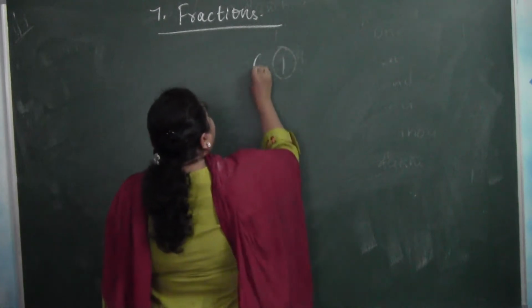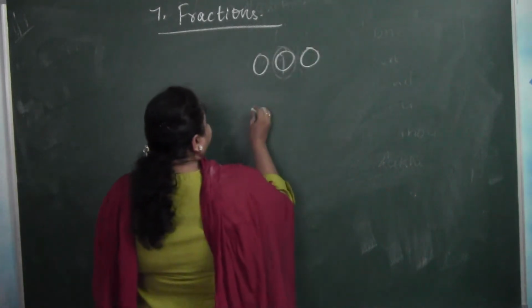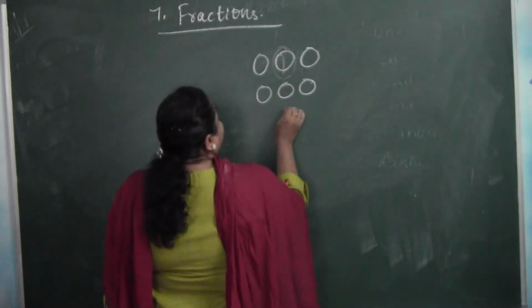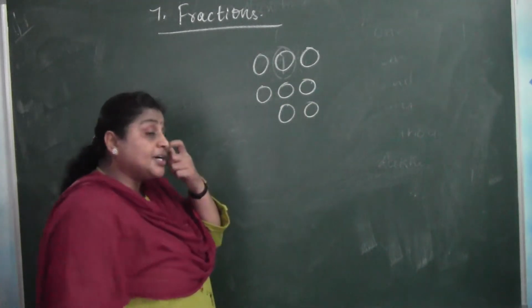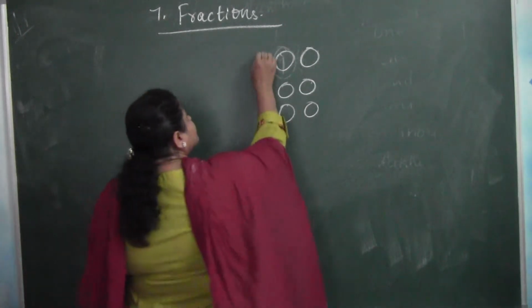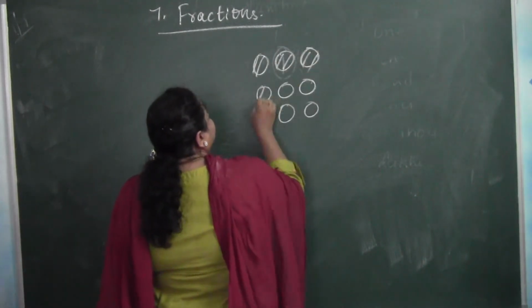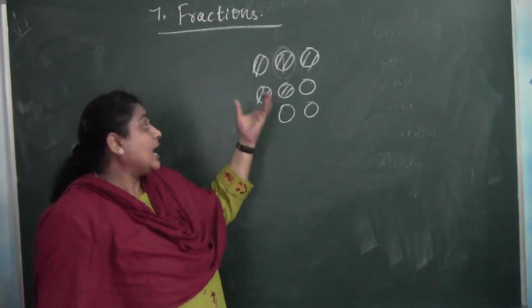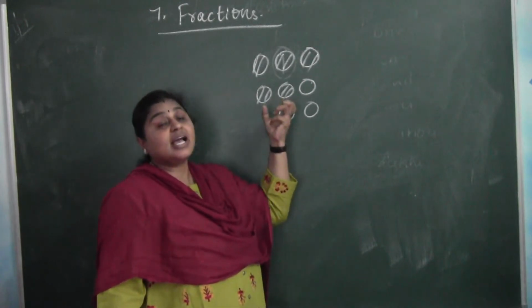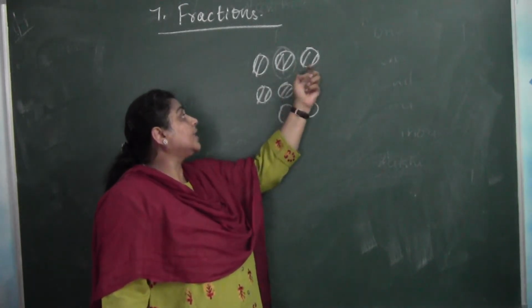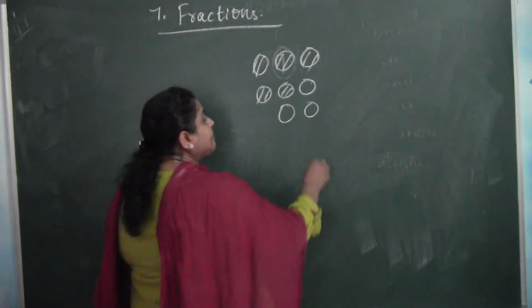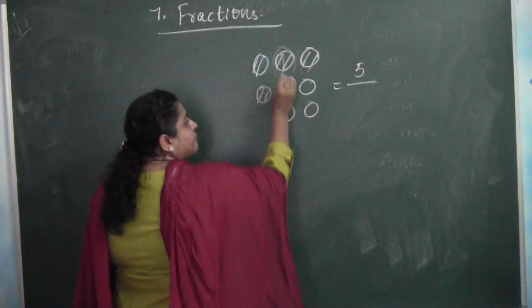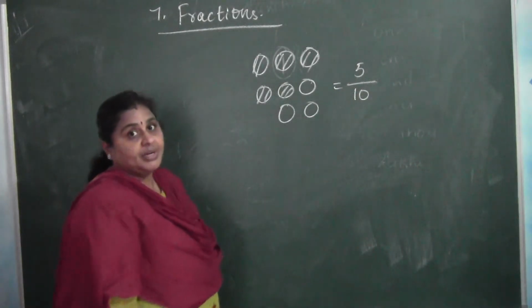Say, suppose I have 3 circles and another 3. In total how many do I have here? 10 circles. Now I am shading a few circles. Out of 10 parts, how many parts have I shaded? 1, 2, 3, 4, 5. So the shaded part is the numerator, and the total number of parts is the denominator.